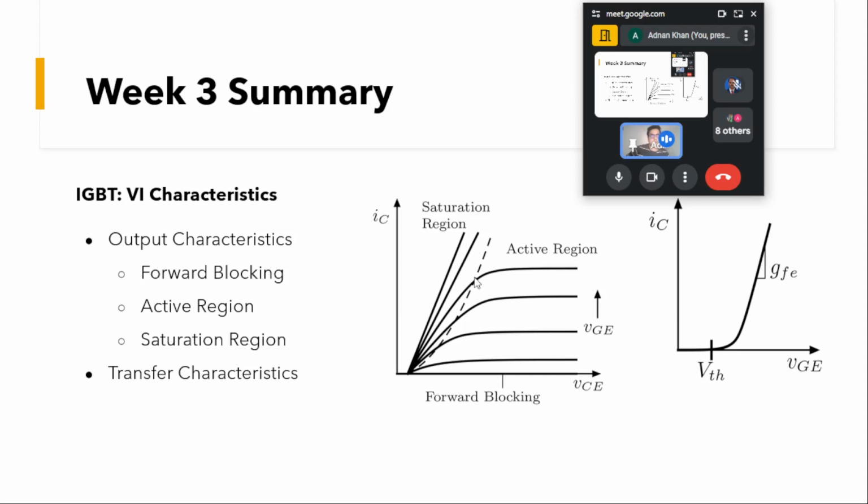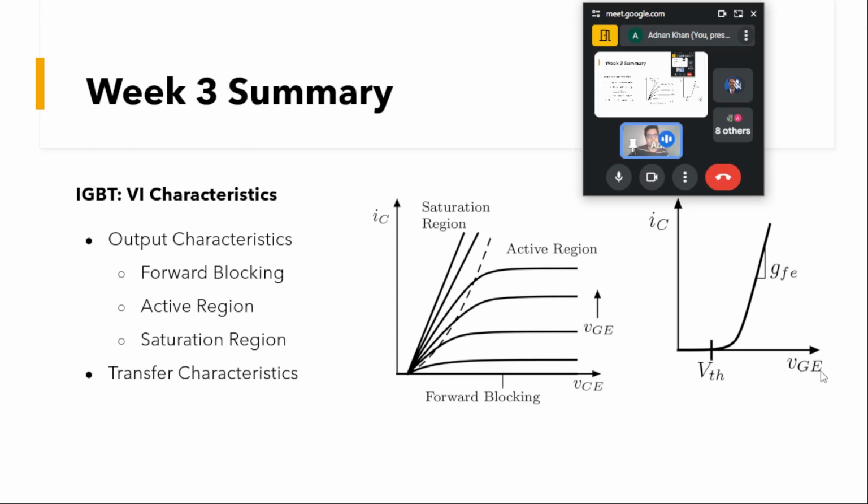And after that, similar to what we had seen, the transfer characteristics in the MOSFETs are similar here. This is the graph between VGE and IC, the collector current and the VGE voltage. So if you see, when our VGE voltage is 0, our device is turned off, in the cut-off mode or forward blocking mode.